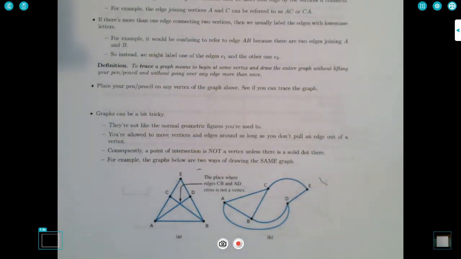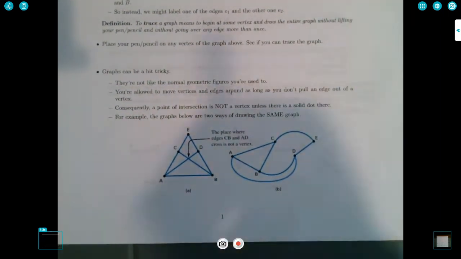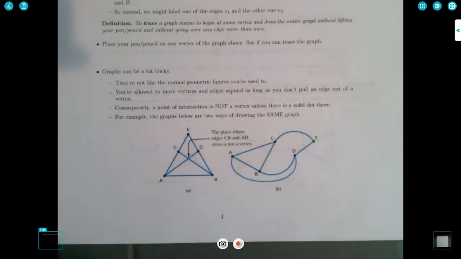Okay, so graphs can be a bit tricky to wrap your brain around. Actually, they're not that tricky. If you gave a graph to a kid, kids totally understand them. But because you've been used to algebra and geometry, your brain has kind of been messed up. Not messed up. It's just you're used to thinking about things in certain ways.